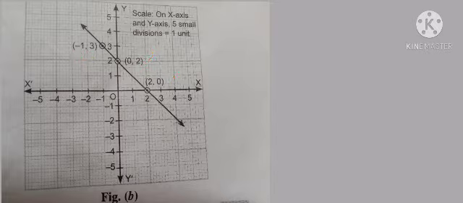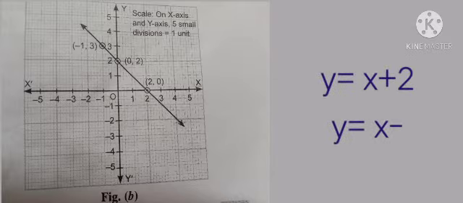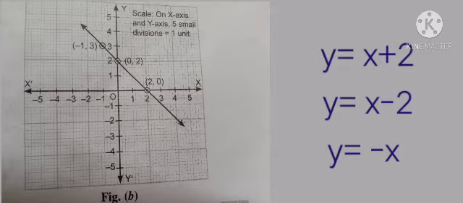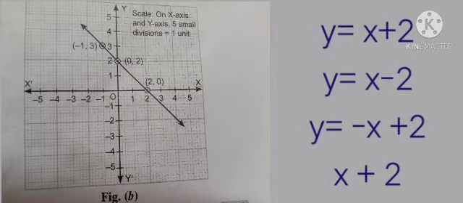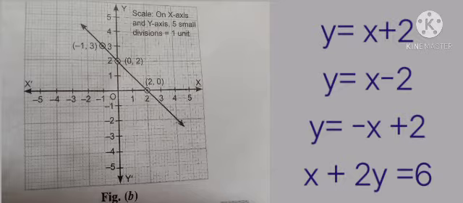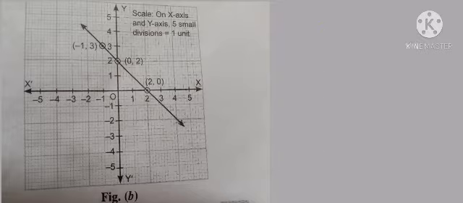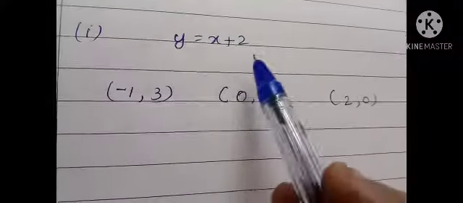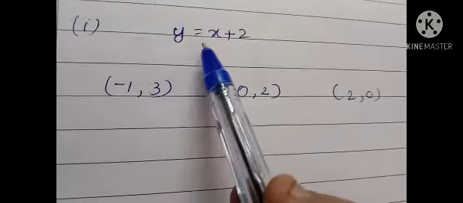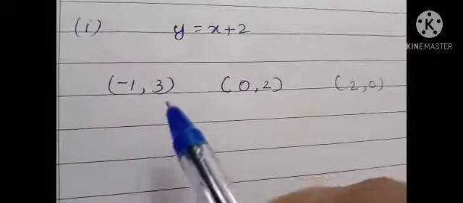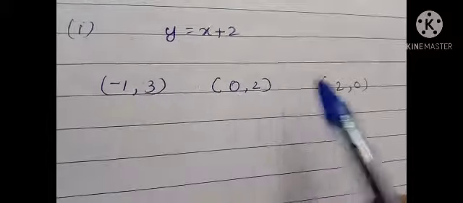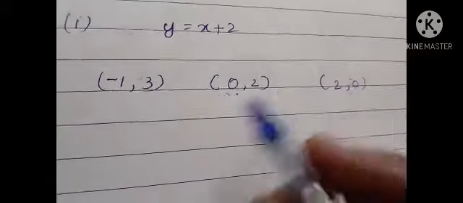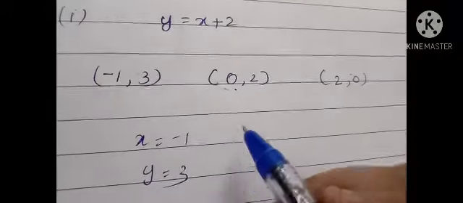There are four options given, that is y equal x plus 2, y equal x minus 2, y equal negative x plus 2 and x plus 2y equal 6. The first option is y equal x plus 2. So we have to check whether it is true for these three solutions given. So x equal negative 1, y equal 3 for the first solution.